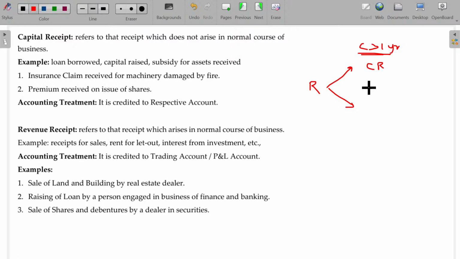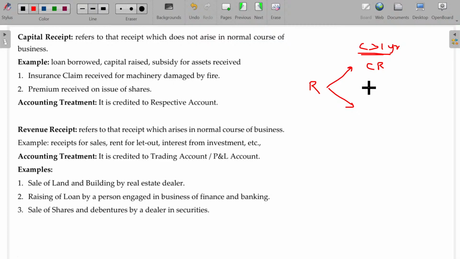You borrowed 1 crore rupees. Now you are committed to pay the interest and repayment of the loan until it is settled. Probably you repay once after 4 or 5 years. So you are committed for repaying this and payment of interest for 4 years, right? So the commitment is for more than 1 year, and it will be called capital receipts. In case I sell the goods and get the cash, then automatically my commitment to serve you is over.